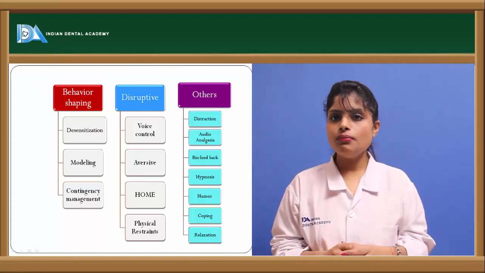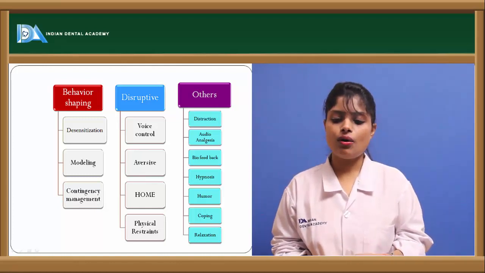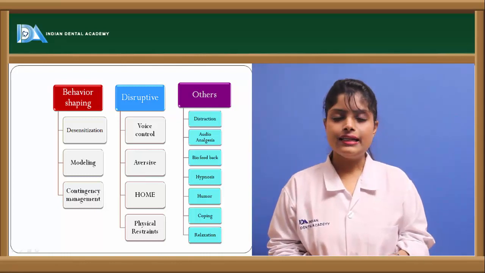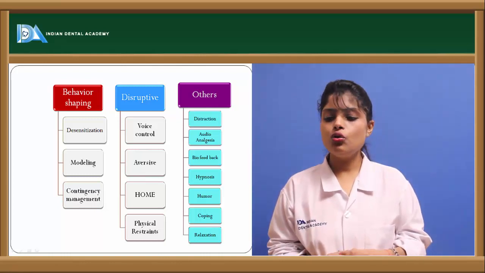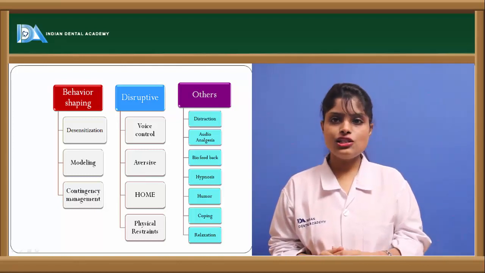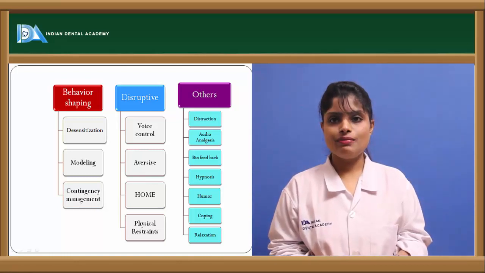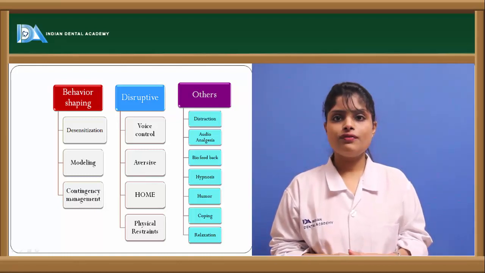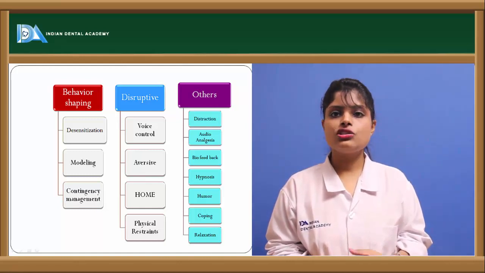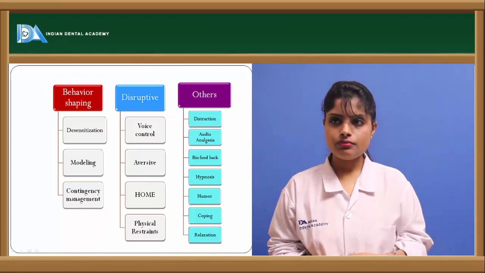This can be used in conjunction with HOME or physical restraint techniques too. But informed consent should be taken from the parents before this technique. This also conveys to the child that the dentist is an authority to be obeyed. In order to seek the attention of a defiant or deviant child, voice control can be practiced. In fact, this is one of the most important and frequently used strategies in the management of uncooperative children.